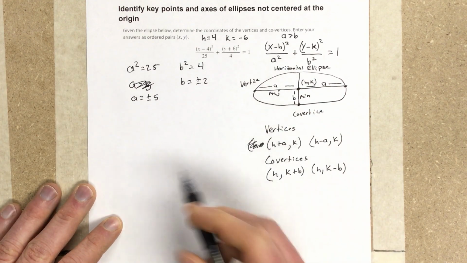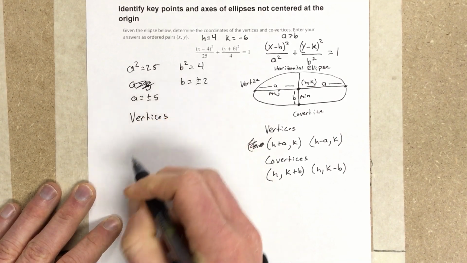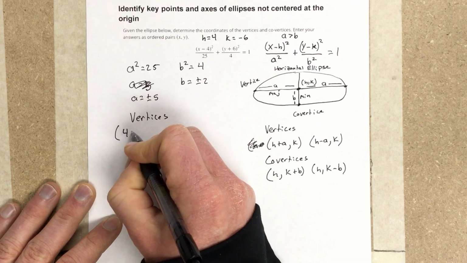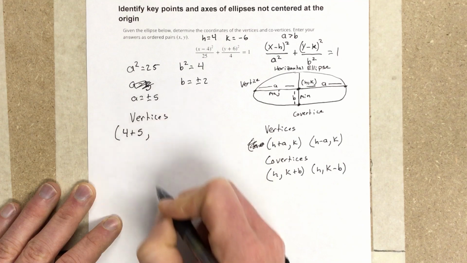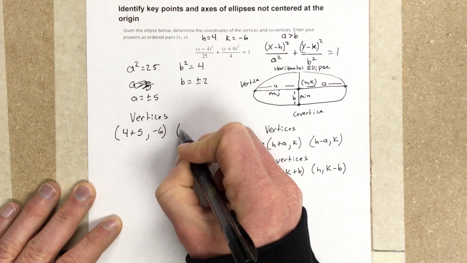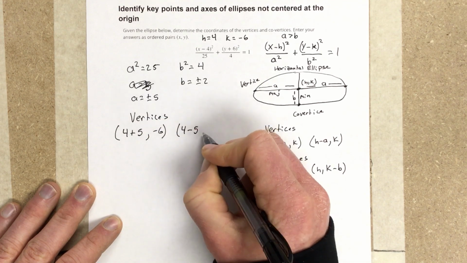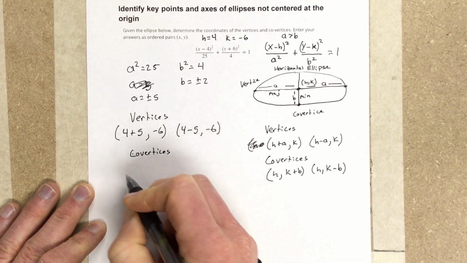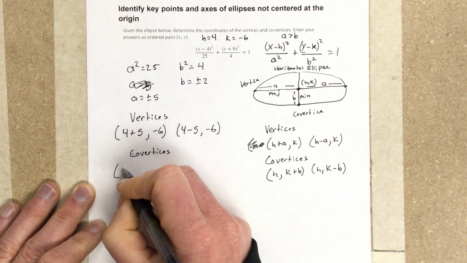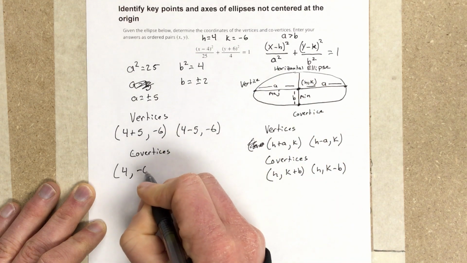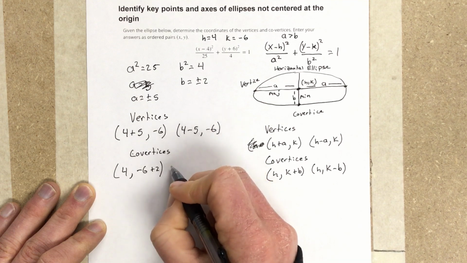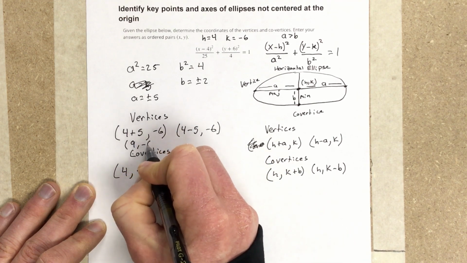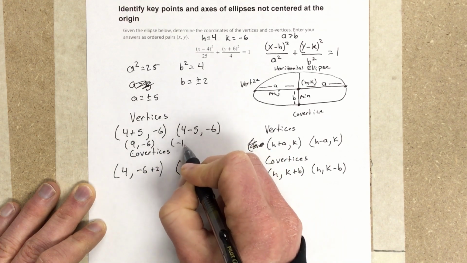So if we start to use these formulas to find the vertices, remember we're working with a here, and h we know is 4. So we'd have 4 plus a, which is 5, comma, k, which is negative 6. And then we'd also have 4 minus 5, comma, negative 6. And then for the co-vertices, h is the constant here, so we're going to have h, comma, and then we start with k, which is negative 6, plus 2, and then we'd have 4, comma, negative 6, minus 2. So this gives you 9, comma, negative 6, and this would be negative 1, comma, negative 6.